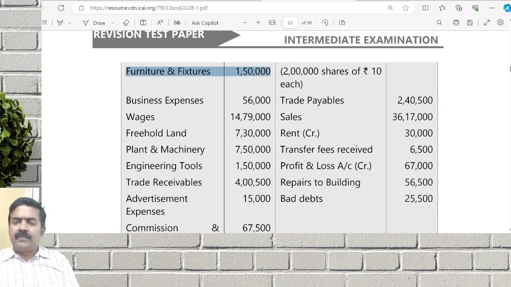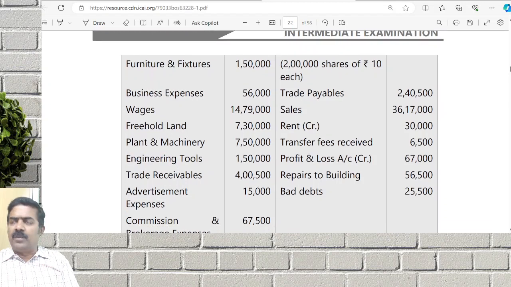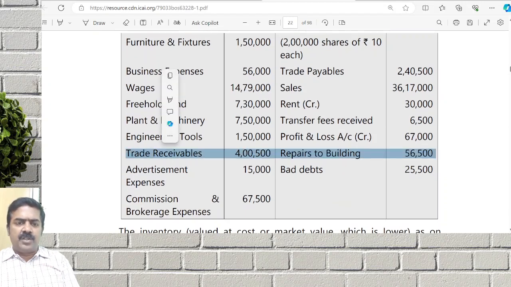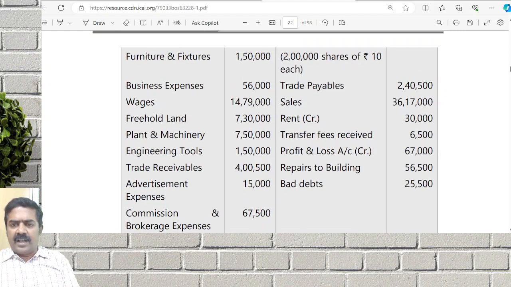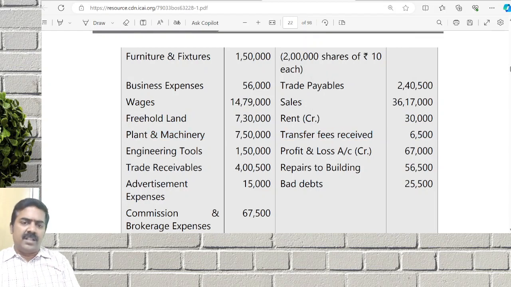Furniture will come in non-current assets. Business expenses will come in P&L account. Wages will come in P&L account. Land, plant and machinery, engineering tools will come in what? Non-current assets. Trade receivables, current assets. Advertisement expenses, other thing. Commission and brokerage expenses, other expenses. Trade payable will come in current liability. Sales, operating income. Rent, credit balance is given. Other income, credit income, other income. Transfer fees received also other income.